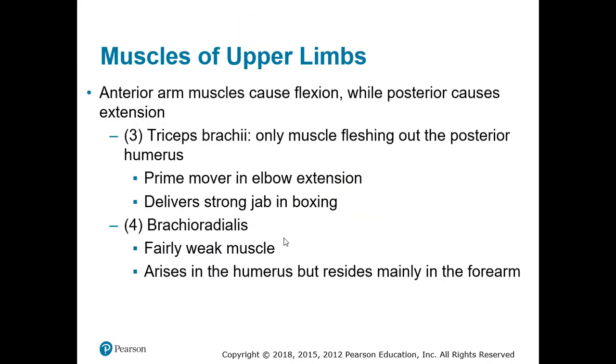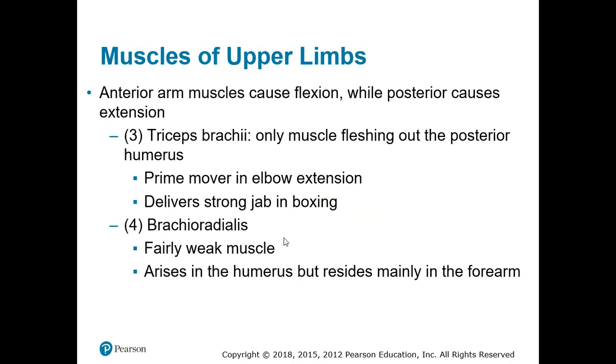The next one we're going to talk about is your triceps brachii. This is actually the only muscle that we see really fleshed out on the posterior side of your humerus. And because it is on the posterior side, this is going to do the opposite of your biceps. This is actually going to be a very important prime mover in elbow extension. And it allows you to deliver a very strong hit or jab whenever you're boxing or hitting something.